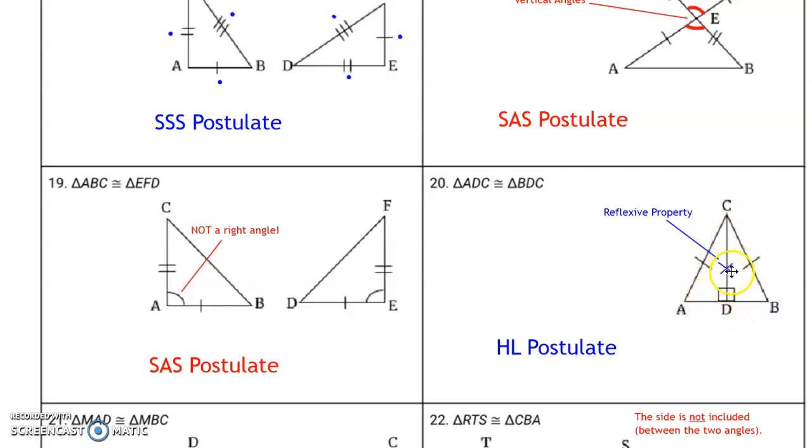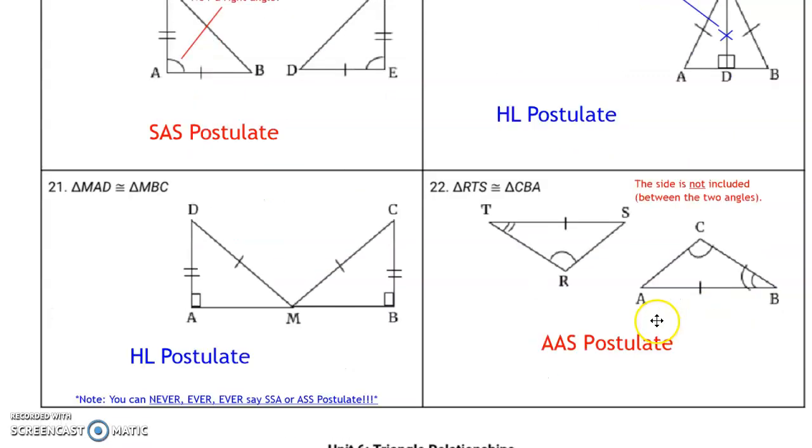This one wasn't marked, but we know that any side that is shared between two triangles is called the reflexive property. You want a real easy way to earn a point on a proof problem? Identify a side that is shared between the two shapes and call it reflexive property. That's usually worth a point. For question 21, MAD and MBC are congruent because of HL postulate. Again, I know that there's a right angle here, I know that there's a leg here, and I know there's a hypotenuse here. So that means this is hypotenuse leg.